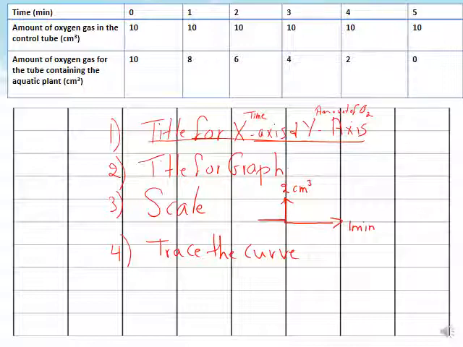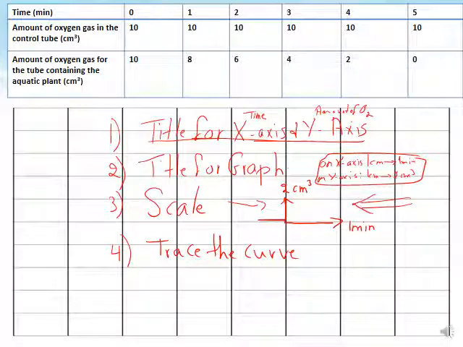Also, there is another method. You can say, for example, on the x-axis, 1 centimeter gives, let's say, 1 minute. And on the y-axis, 1 centimeter gives 2 centimeter cube. This is another method for the scale, but this one, I think, is easier for you. This is everything for the graph.